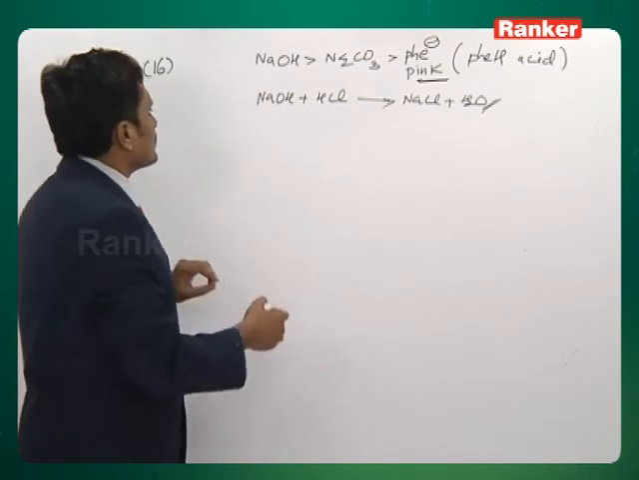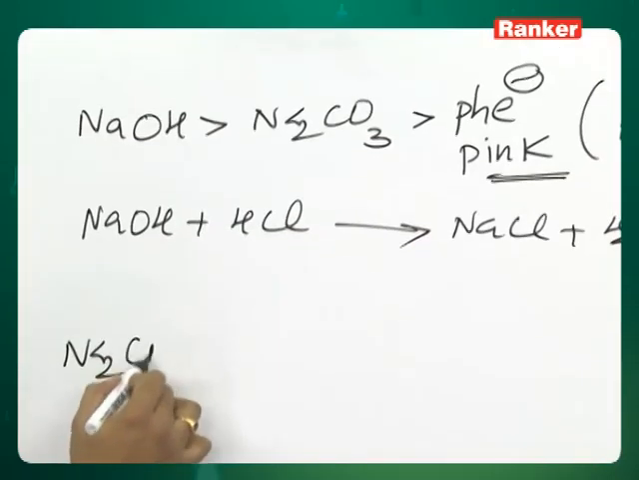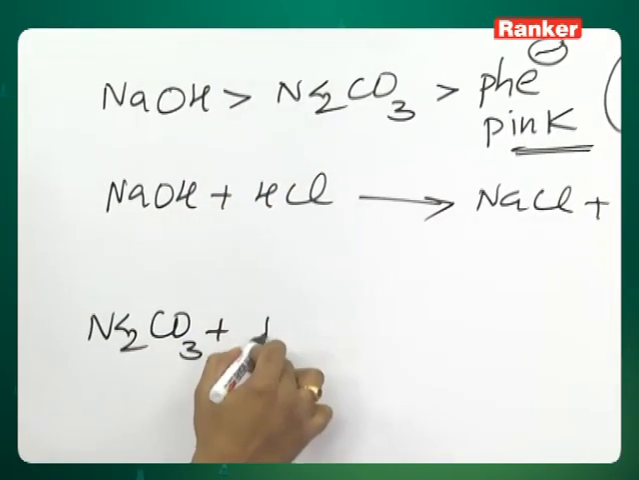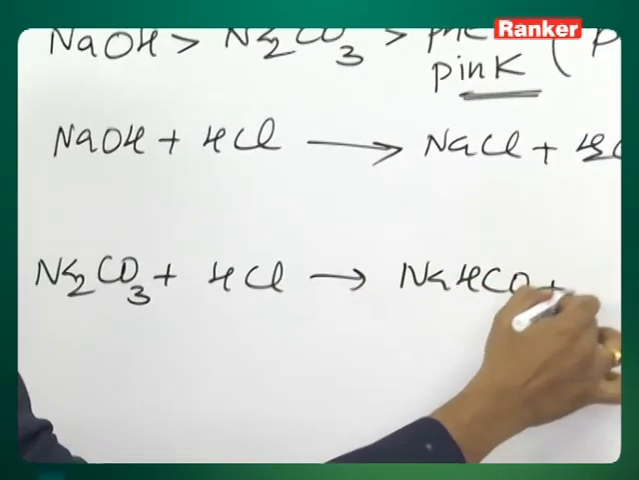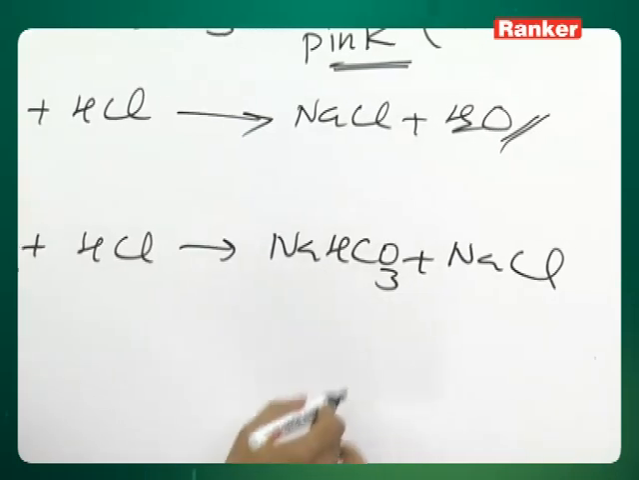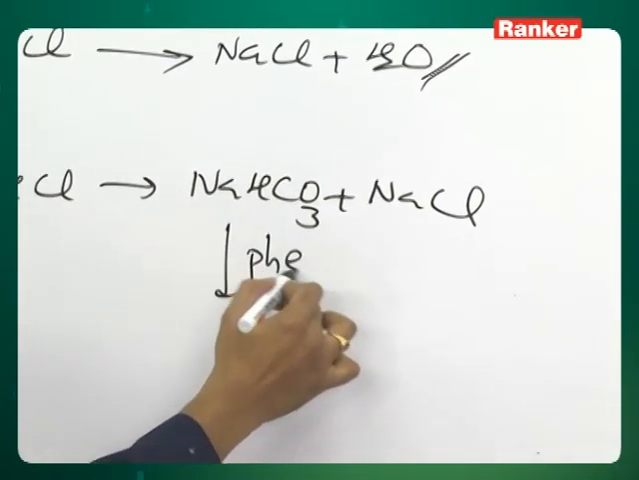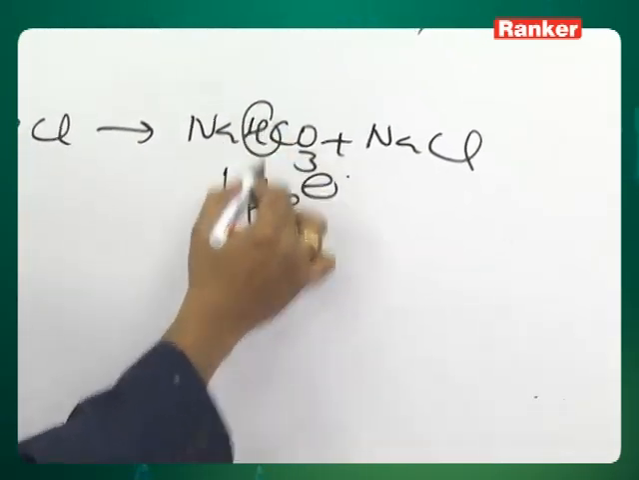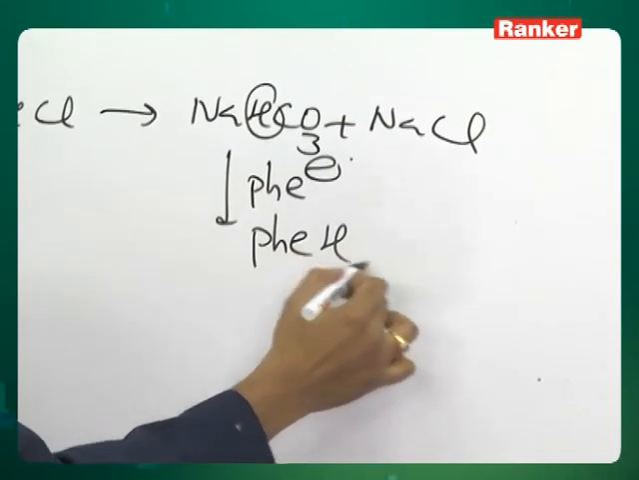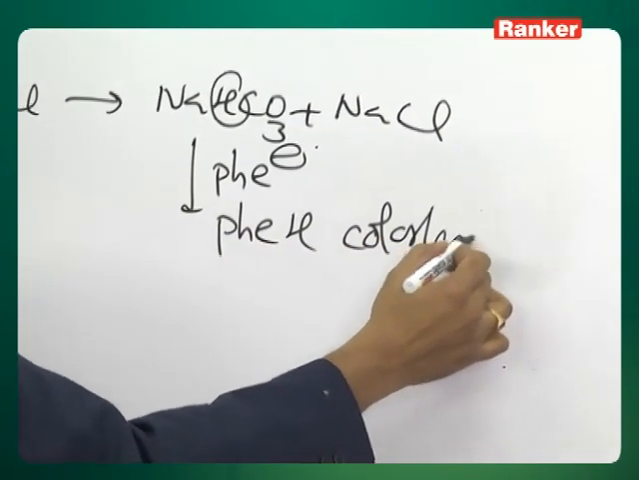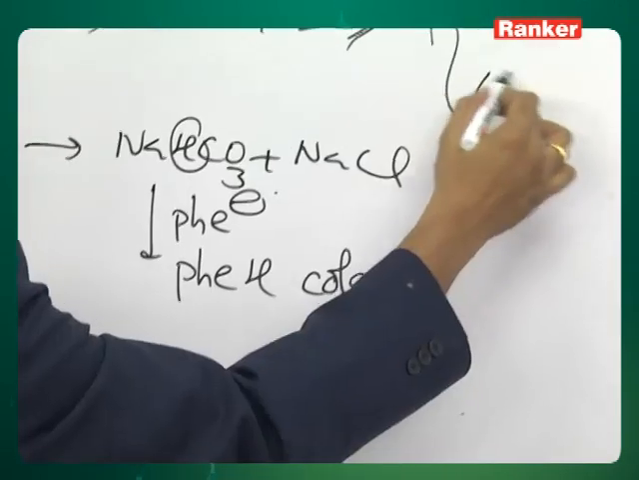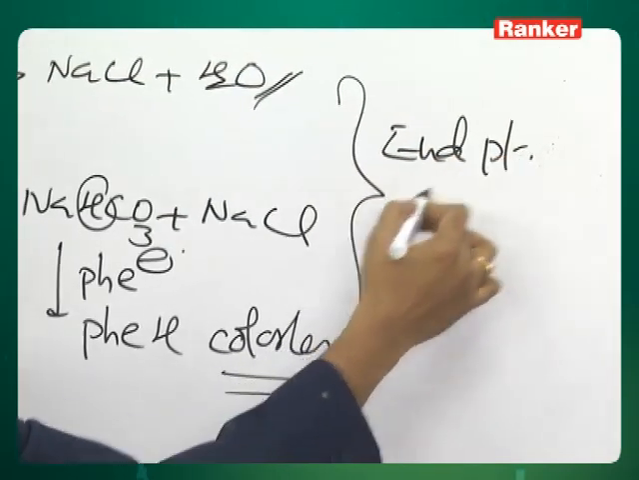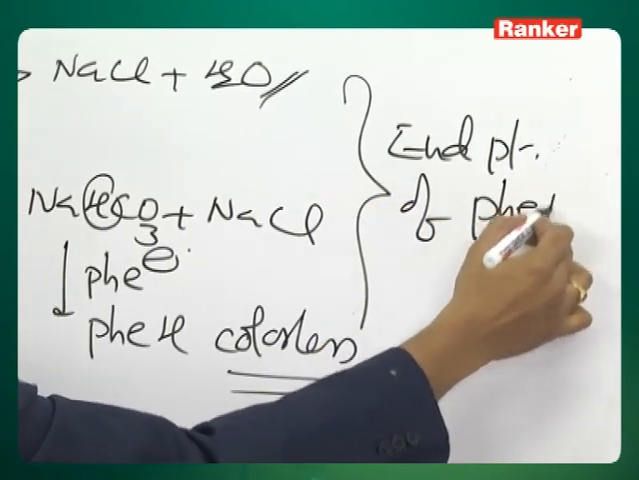Now when you are adding HCl again, sodium carbonate is going to pick that because it is the second best base, and as soon as this gets converted into sodium bicarbonate along with NaCl, this PHE minus, I am going to say the phenolphthalein conjugate base, is going to pick the proton from it and quickly get converted into the colorless form of phenolphthalein, and this is the end point of phenolphthalein titration.